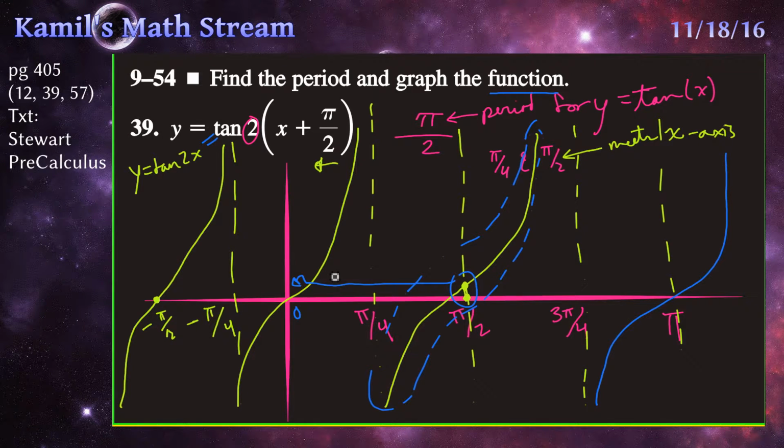Okay. Are we good? I think we're good. These are pretty much the same. So if our period is pi over 2 and we shift pi over 2, it doesn't matter if it's to the right or to the left. It's going to be the same as y equals tan 2x because you're shifting the graph by its period. It shouldn't look any different. Okay, moving on.